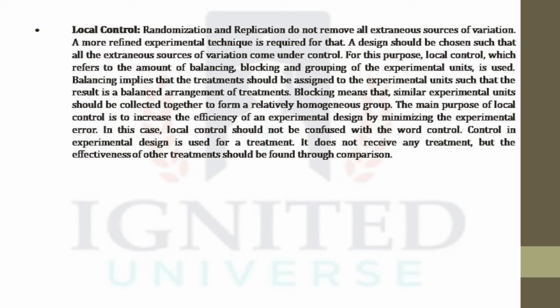Blocking means that similar experimental units should be collected together to form a relatively homogeneous group. Here, the concept of stratified sampling can take place. The main purpose of local control is to increase the efficiency of experimental design by minimizing the experimental error. In this case, local control should not be confused with the word control. Control in experimental design is used for treatment. It does not receive any treatment, but the effectiveness of other treatments should be found.